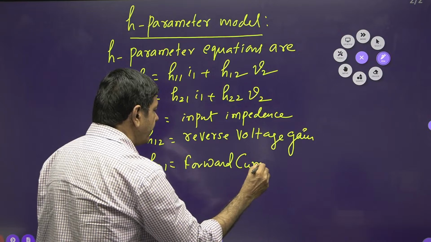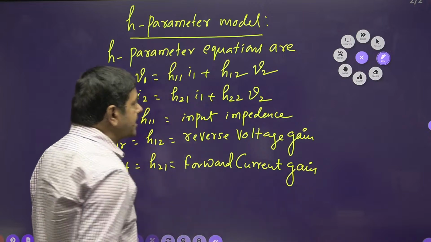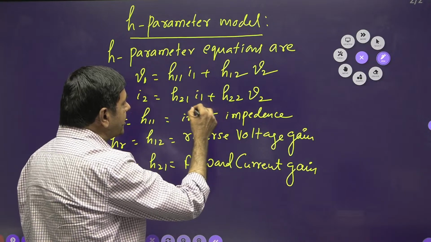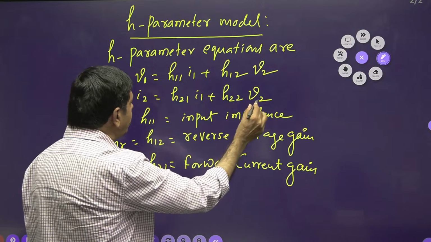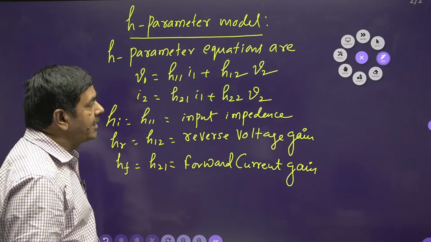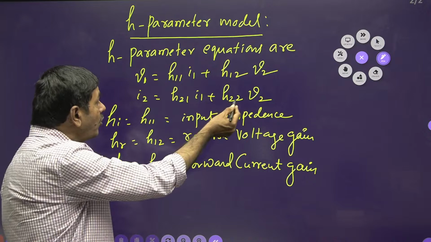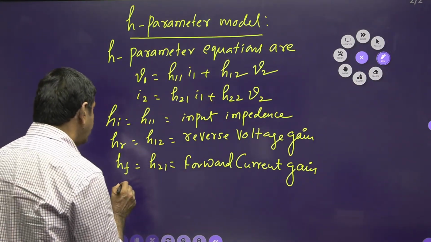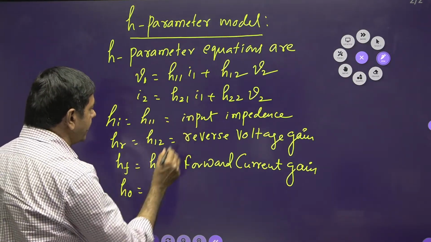Forward current gain. It is given a name. And still left is H22. If you want to get H22, I1 is to be taken as 0 only. If I1 is 0, H22 equals I2 by V2. Current by voltage is nothing but admittance. Is it input admittance or output admittance? Output admittance is possible, because we have taken output current by output voltage. So that is given a name, H0. H0 equals, I can write, H22.